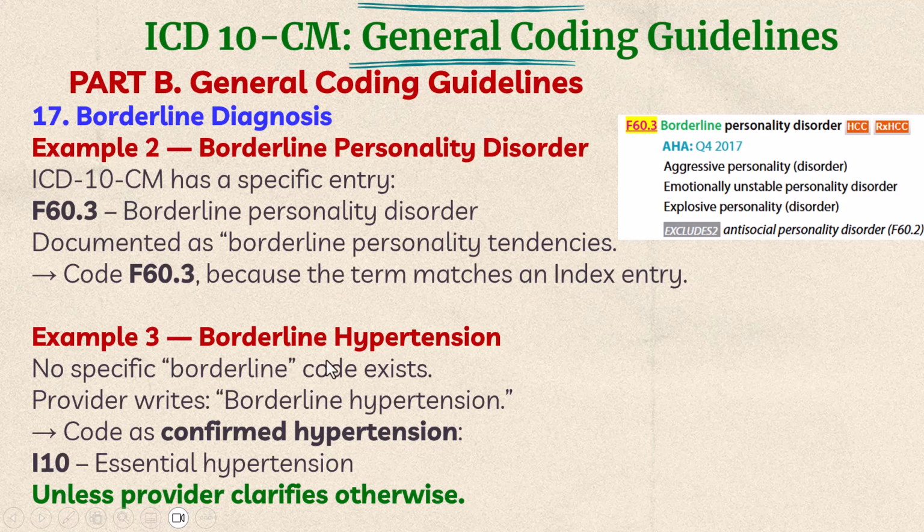Example 3, borderline hypertension. No specific borderline code exists. So if the provider writes borderline hypertension, code as confirmed hypertension, that is I10, essential hypertension, unless the provider clarifies otherwise.